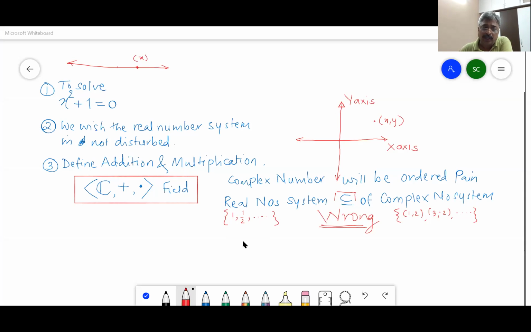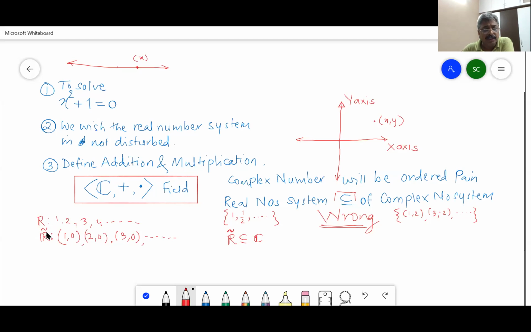Okay, so eventually what we will say is real numbers, they are not the old real numbers, they are new, near real numbers, and will be a subset of complex numbers. And what is so different in this is, if the real number set is 1, 2, 3, 4 and so on, then the new real number set that we are considering will be (1,0), (2,0), (3,0) and so on.